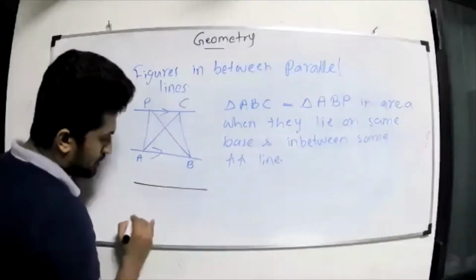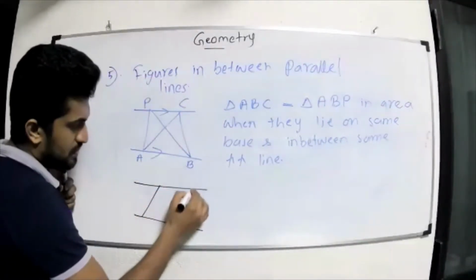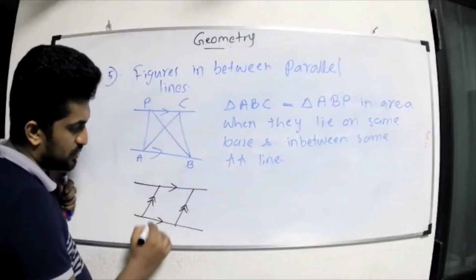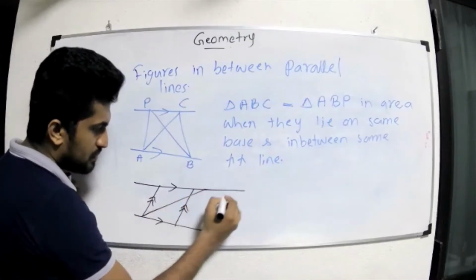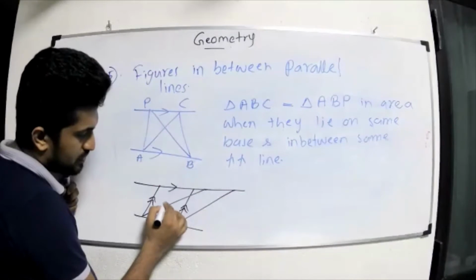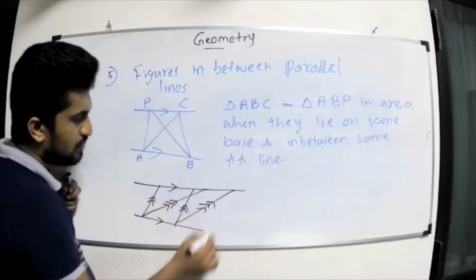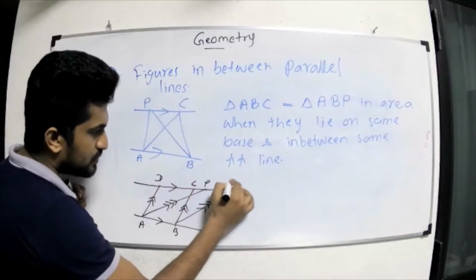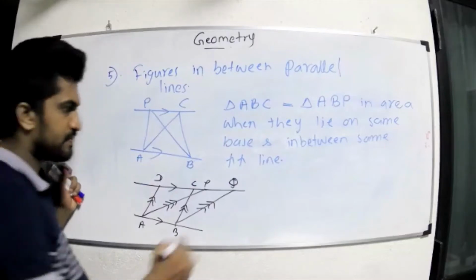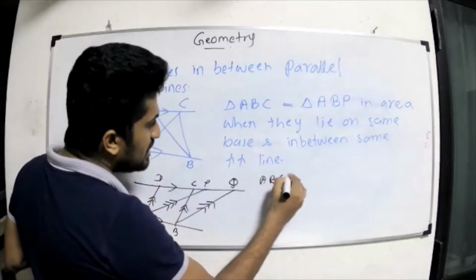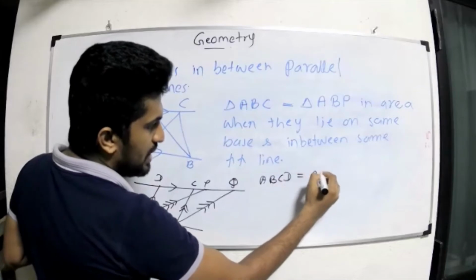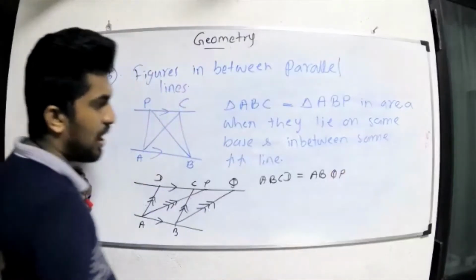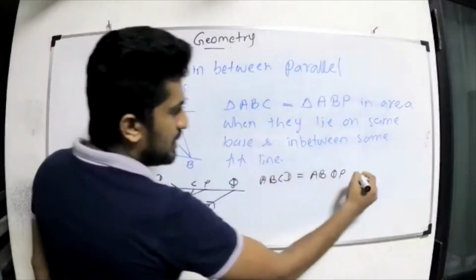Then if I consider it for parallelograms, these two are parallel to each other, these two parallel to these two, then another one, two parallelograms. This is ABCD, this is PQ. Parallelogram ABCD equals parallelogram ABQP, equal in area.